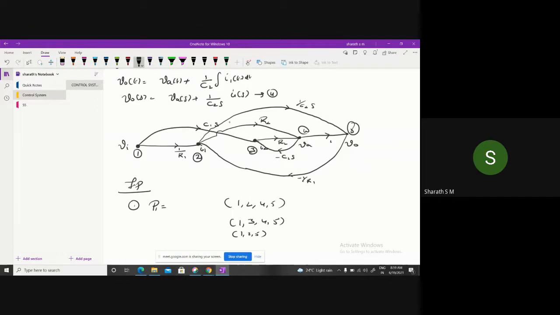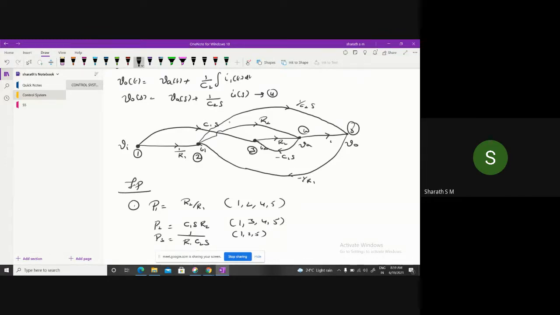So write down those gains. 1 to 2, 2 to 4: so these are 2 by R1. Second one, 1, 3, 4, 5: C1 into R2. 1, 2, 5: that is 1 by R1 C2.